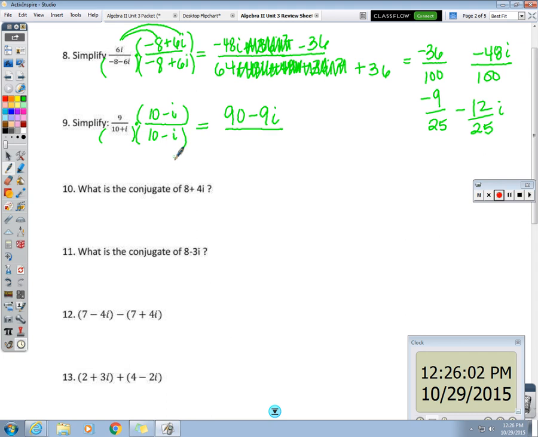What do you get when you multiply the first terms? 100. What do you get when you multiply the last terms? Negative i squared. Well, what is a negative i squared? A positive 1, because it's a negative, negative 1, and so that makes 101 on the bottom. So let me go ahead and break it apart. So we have a 101 for our denominator, and then a 90 minus 9i. Can either fraction be reduced? No, so that's the final answer.